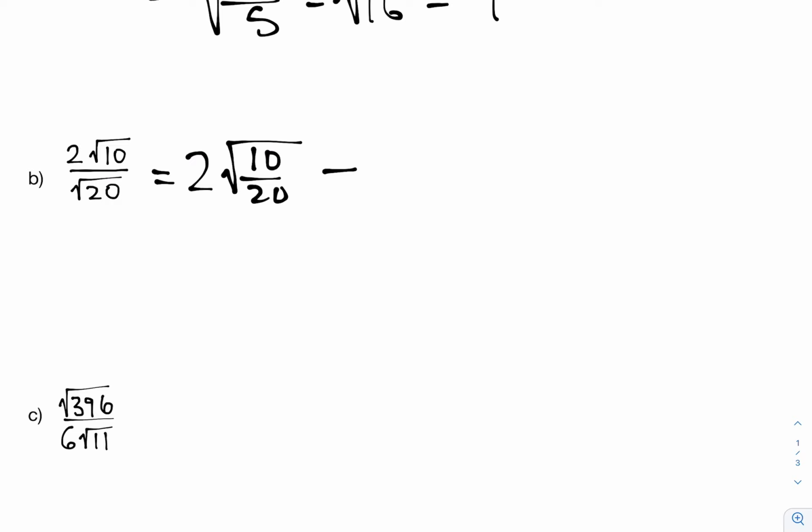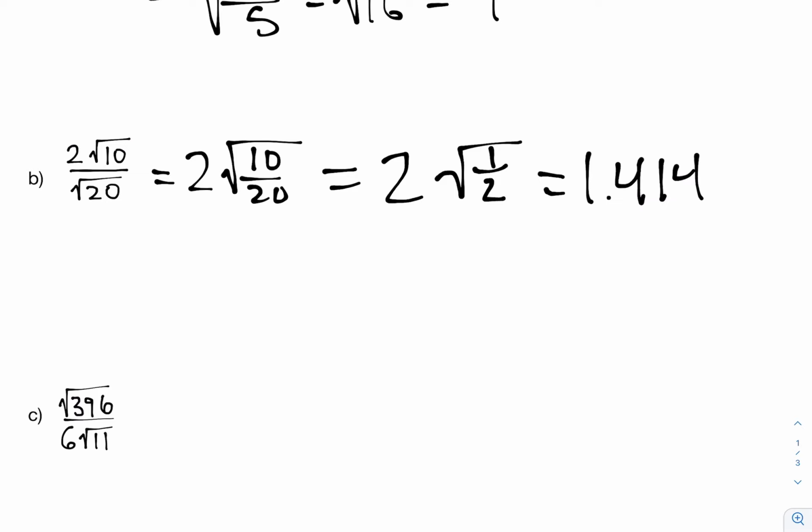Okay, so this equals 2 times the square root of 1/2. And if we did that in our calculator, that'd give us 1.414. So this is kind of a weird answer. Is there another way that we can make this a bit easier to solve without a calculator?